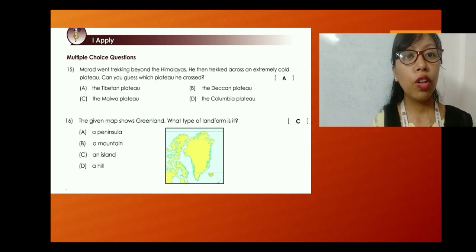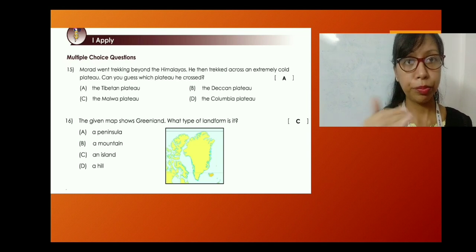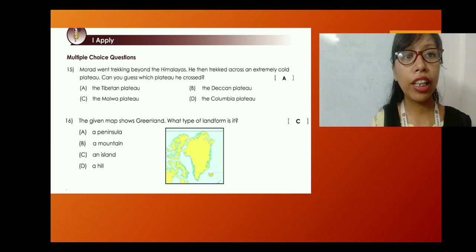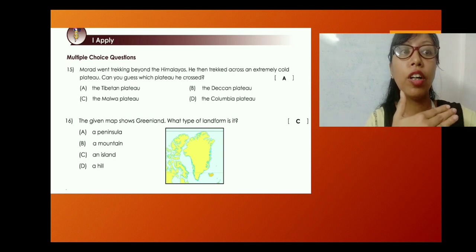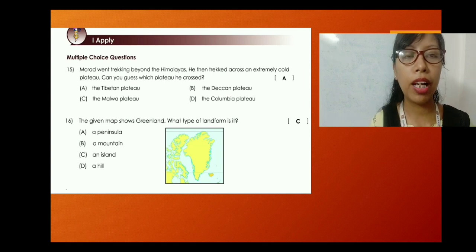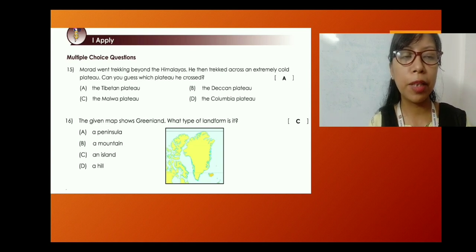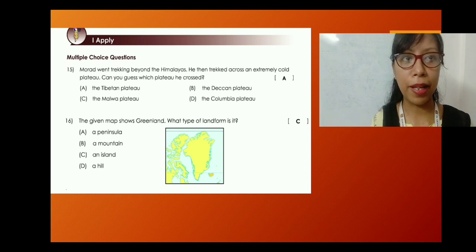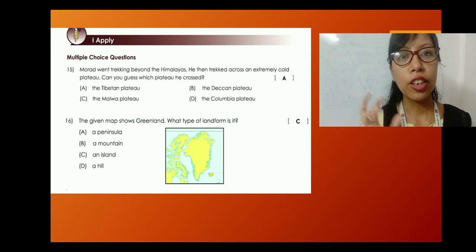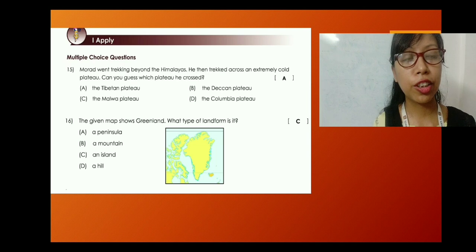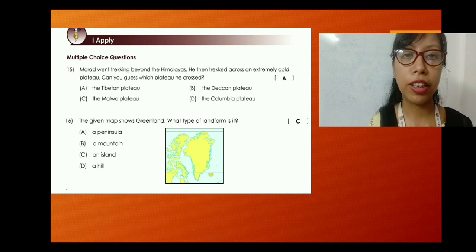So, you know that we are talking about the Himalayas, right? He went trekking in the Himalayas. Now, he came across an extremely cold plateau. He went beyond the Himalayas. He has crossed the Himalayas. Now, when you cross the Himalayas, there is Tibet. We get Tibet, right? So, therefore, that plateau is called the Tibetan Plateau. So, the answer will be A, the Tibetan Plateau.